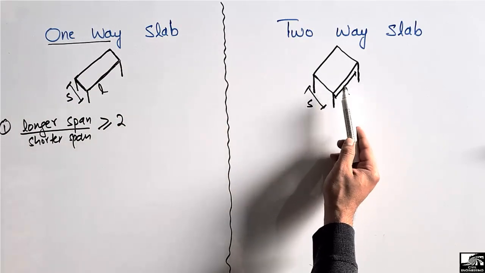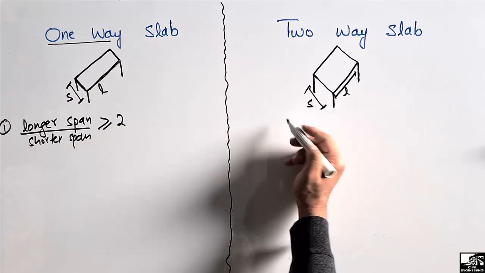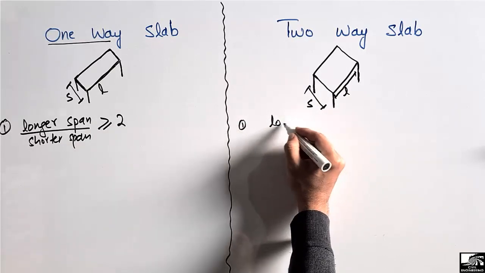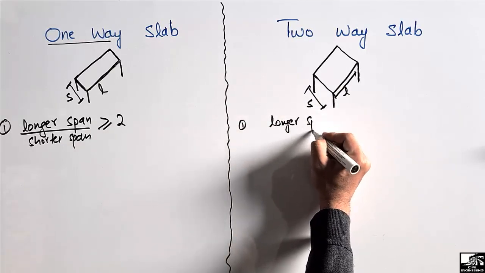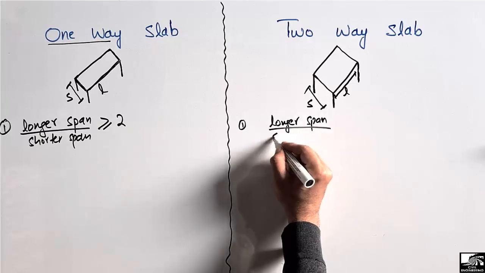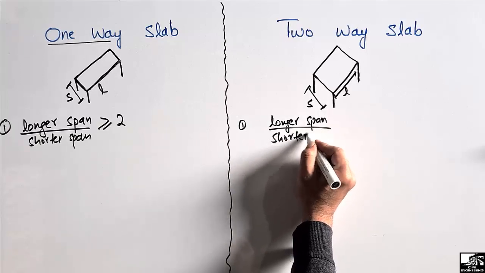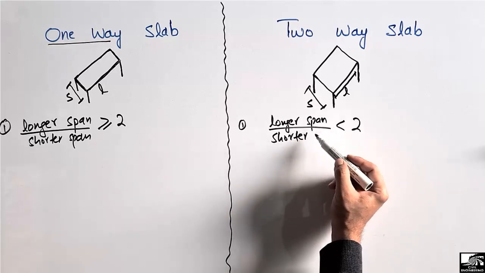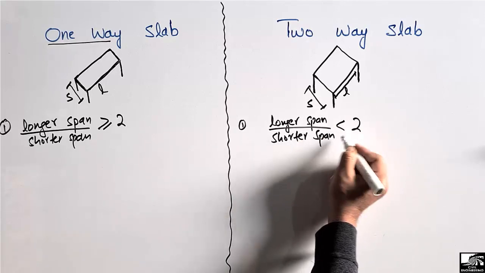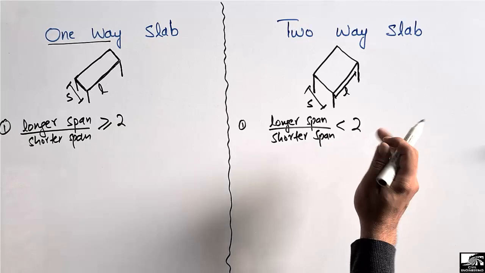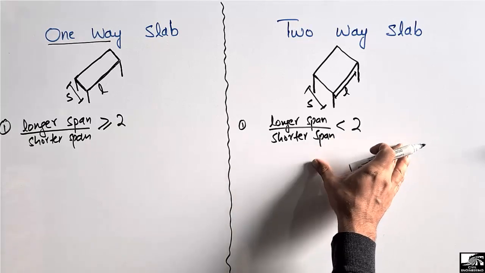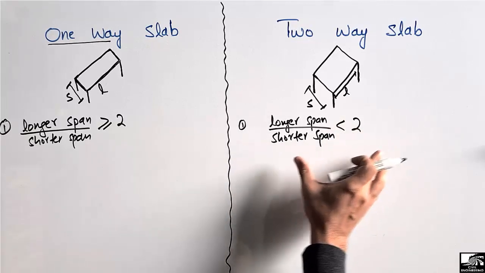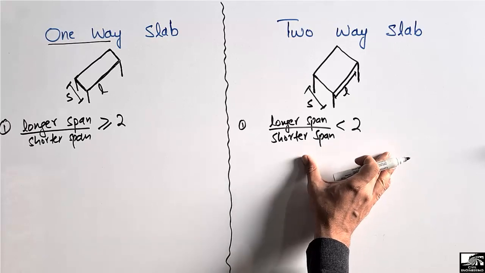While in this case, where the ratio of the longer span to the shorter span is less than 2, the slab will bend equally or almost similarly in both directions. So such a slab will be called a two-way slab.